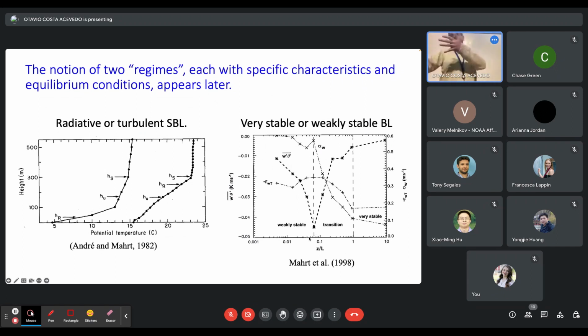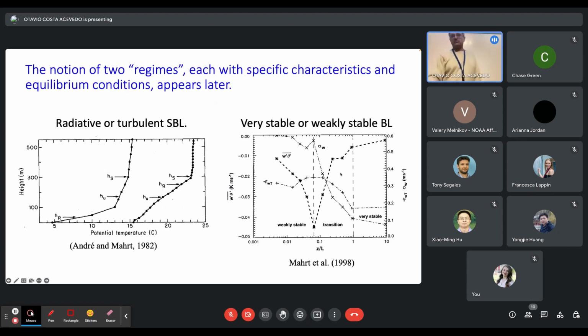But then at some point, you increase stability so much that you decrease the mixing, and then the heat flux starts decreasing. When Mahrt first introduced this, he suggested a transition regime, and then the very stable regime right in the end. Some people, and myself among them, have used the idea that this first part would be weakly stable and this second part very stable. But I don't think this is correct anymore.